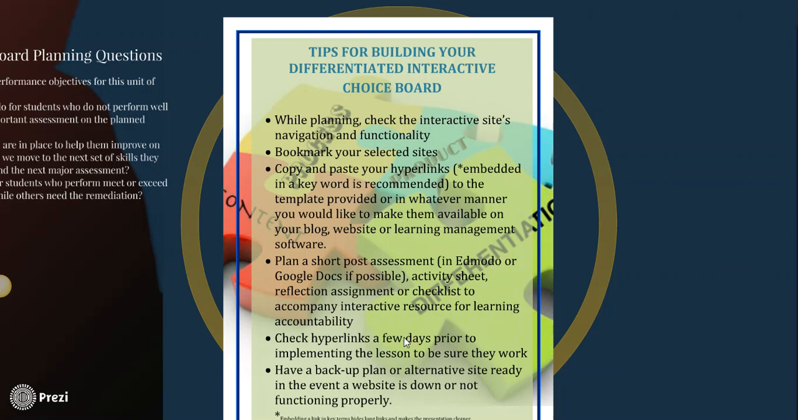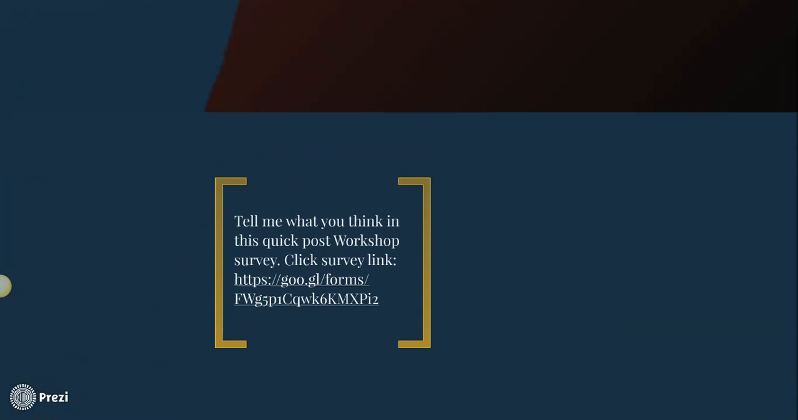Plan a short post-assessment or activity sheet or reflection assignment or checklist to accompany interactive resources for learning accountability. You want to make sure that students are on task and focused on learning, even though it may look like they're playing. Check the hyperlinks a few days before you implement the lesson to be sure they work, and have a backup plan or alternative site ready in the event that the website is down or not functioning properly.